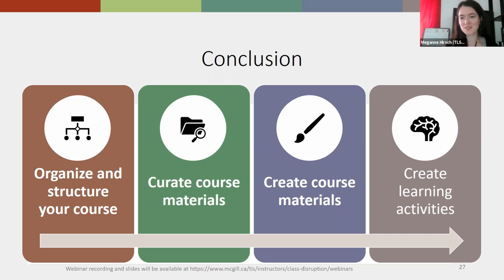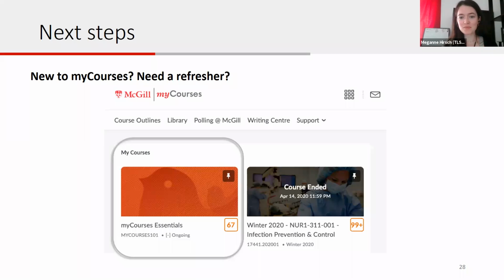So we've given you a lot of information here today, and a good next step would probably be to start exploring My Courses and gain familiarity with the functionalities that we talked about today. If you're new to My Courses, you'll find the My Courses Essentials to be a very helpful tool to get you started. It's a self-paced tutorial that includes descriptions of the most commonly used tools, as well as step-by-step instructions and video tutorials. So you can navigate through it as a full course, or you can refer to it when you're setting up your course.